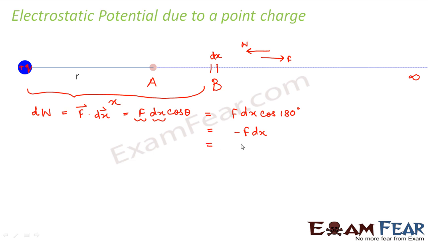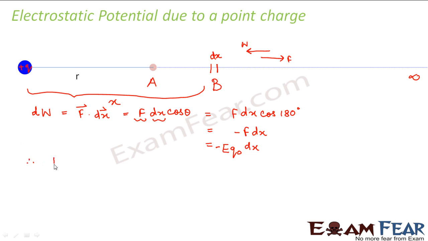Now what is this force? This force arises due to the electric field produced by this point charge. So this force we can write as electric field into the charge. Which charge? Not the source charge but the test charge, right? You remember the concepts of electric field, right? In electric field we say that electric field is force per unit test charge. So this will be electric field times the test charge into dx, and this is minus.